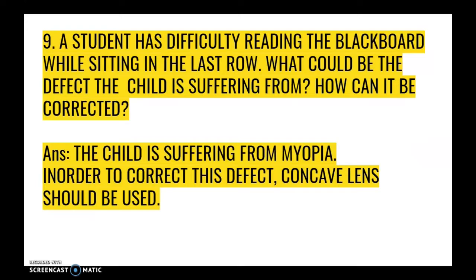A student has difficulty reading the blackboard while sitting in the last row. What could be the defect the child is suffering from? How can it be corrected? Answer: the child is suffering from myopia. In order to correct this defect, concave lens should be used.